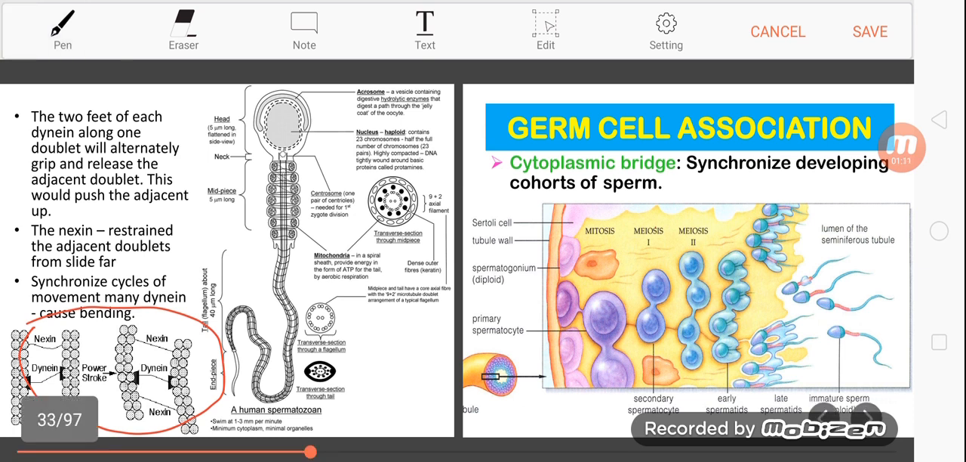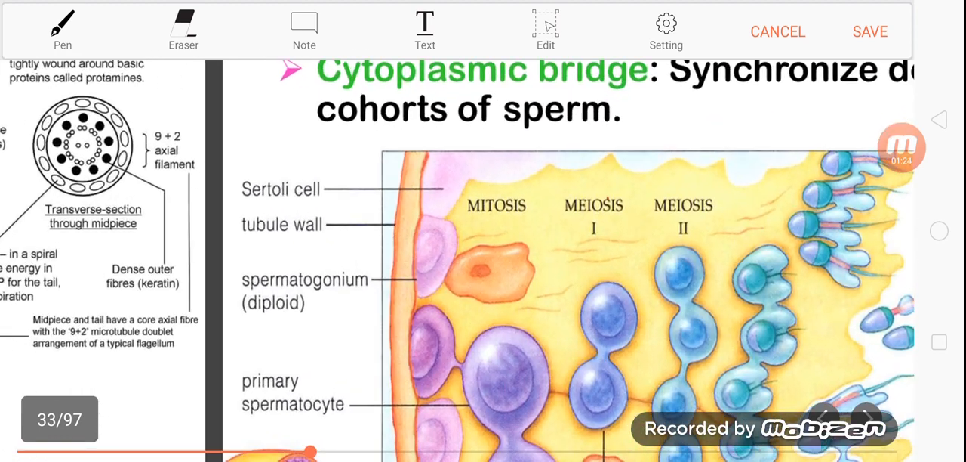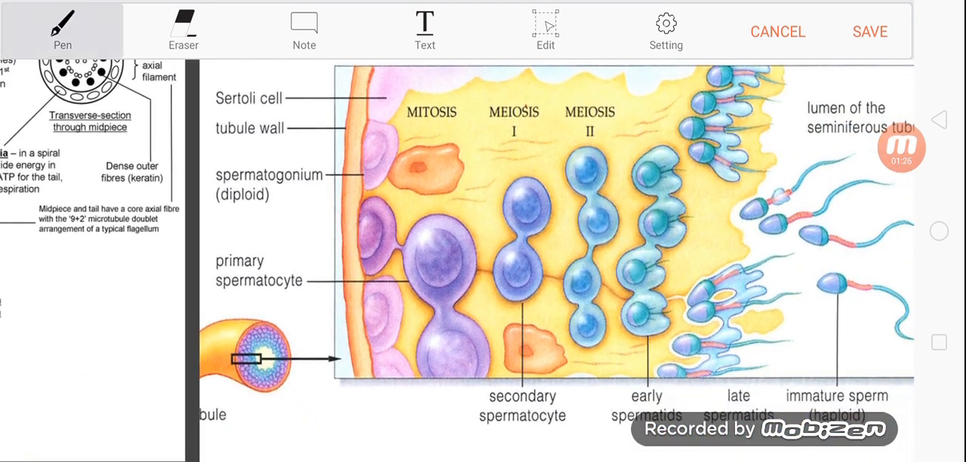So next, okay, cytoplasmic bridge. Remember, another keyword of structure is cytoplasmic bridge. This cytoplasmic bridge is actually this one, this one, this one, this one. Okay, this one, cytoplasmic bridge.